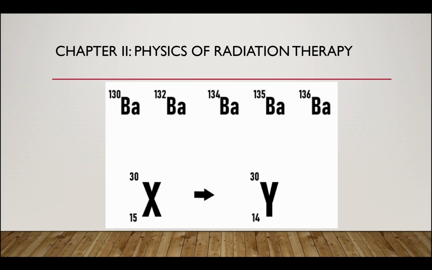Next is the isobar. Isobars, on the other hand, are atoms that have different numbers of protons and neutrons. The similarity of these elements is the atomic mass number. For our example, the element X has an atomic mass number of 30 and an atomic number of 15, while the element Y has an atomic mass number of 30 and an atomic number of 14.